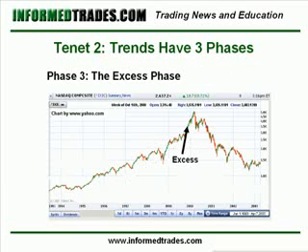And then the last phase is the excess phase, where rampant speculation catches on, and the smart money people, so to speak, start exiting their trades before the eventual reversal of the trend. You can see that there, and it's a good example of the NASDAQ in the excess phase. If you remember, people at the end of the trend were basically buying just in the hopes of selling to someone else at a higher price.